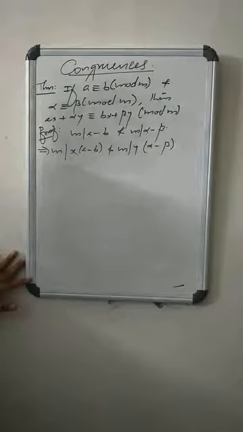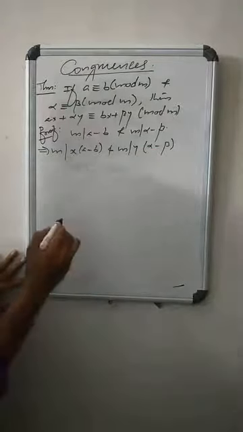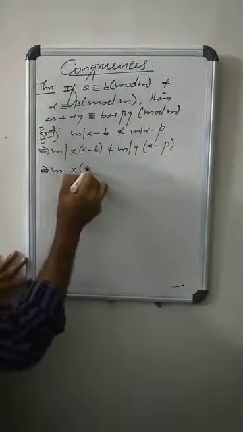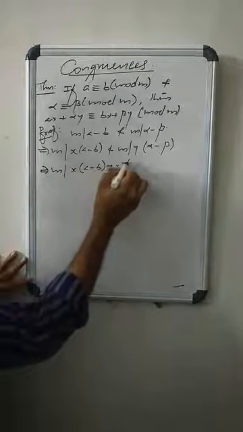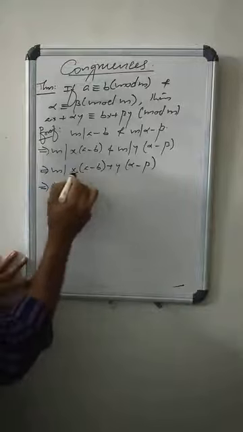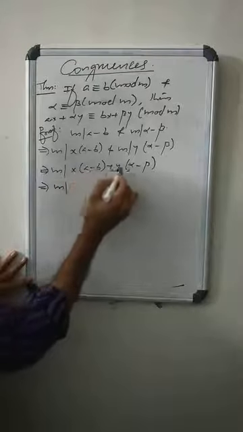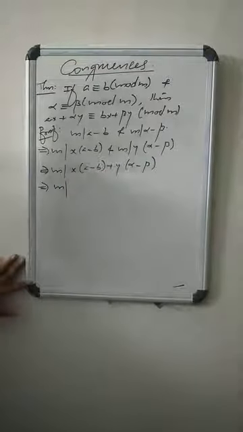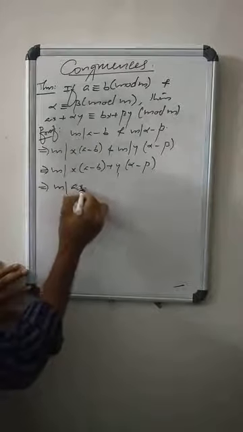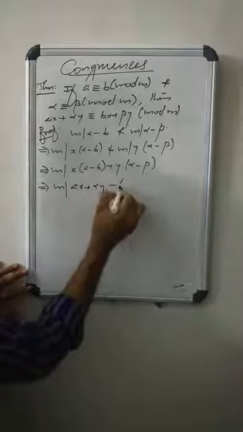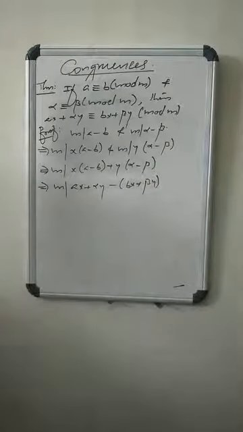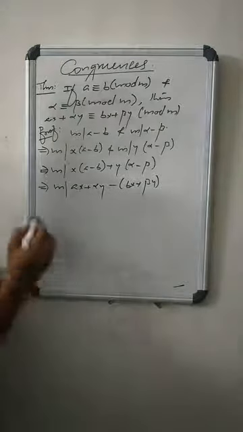That means M divides x into (a minus b) plus y into (alpha minus beta). That means M divides ax minus bx plus alpha y minus beta y. That is, M divides (ax plus alpha y) minus (bx plus beta y).